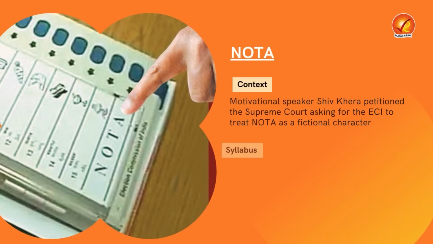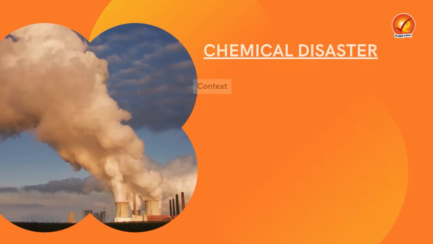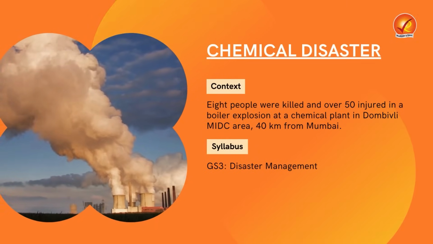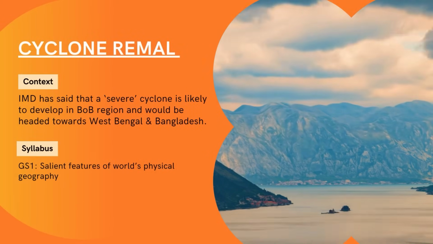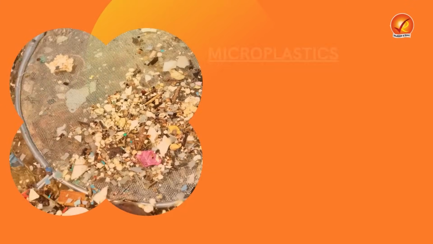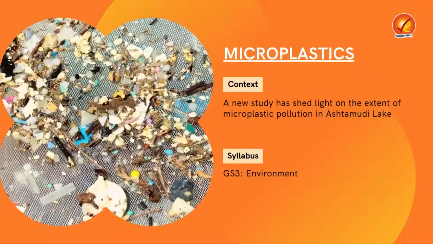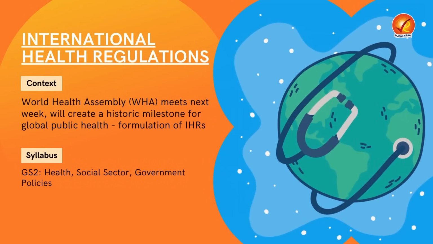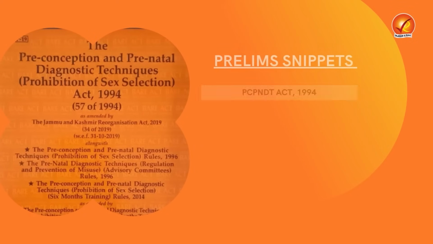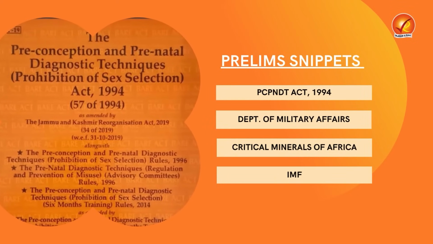The first article is with respect to the concept of NOTA and its importance in Indian elections. The second article is with respect to the chemical disasters in India and the ways to handle them. The third article is related to the projected Cyclone Remal and the naming of tropical cyclones. The fourth article is related to the menace of microplastics and the ways to mitigate it. The fifth article is with respect to the International Health Regulations by the World Health Organization. Finally, we'll have a discussion about some of the very important topics for the upcoming prelims examination.